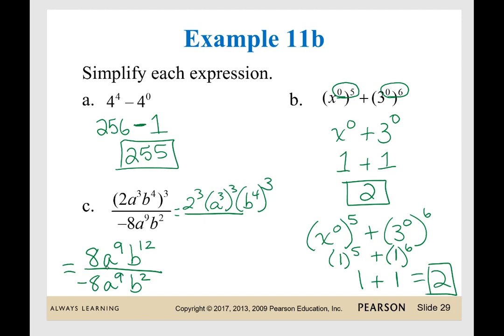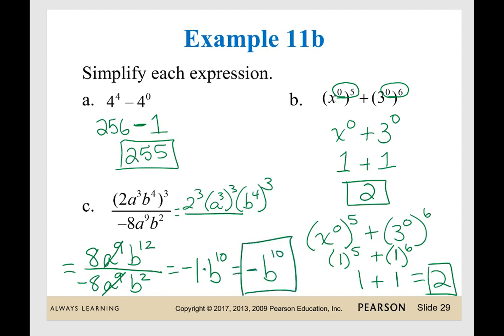So first thing I see is that the a to the 9ths are identical, so those are going to divide out. So I don't even have to worry about those. First thing I have to do is 8 divided by -8 is -1, times b to the 12th divided by b squared. I'm going to keep the base and subtract those exponents. So my final answer is -b to the 10th.